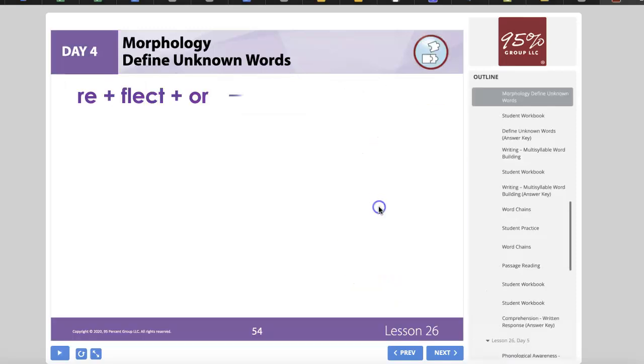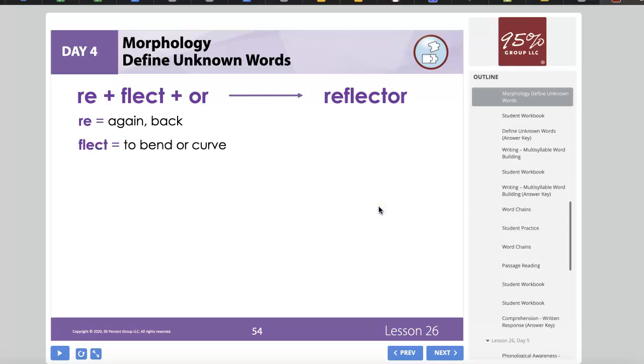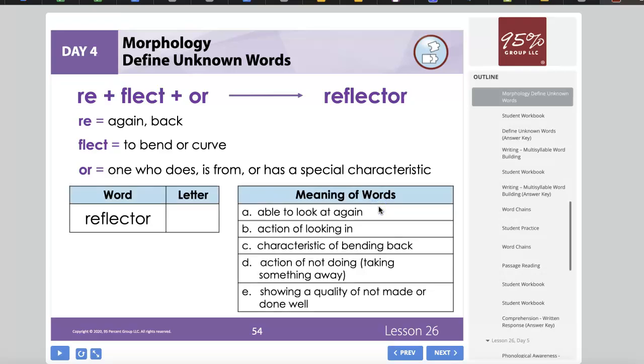Alright, so everyone say reflector. Alright, clap it. Reflector. What's the word? Reflector. Great job. So we know that re means again or back, flect means to bend or curve, or is one who does, is from, or has a special characteristic. So let's take a look.